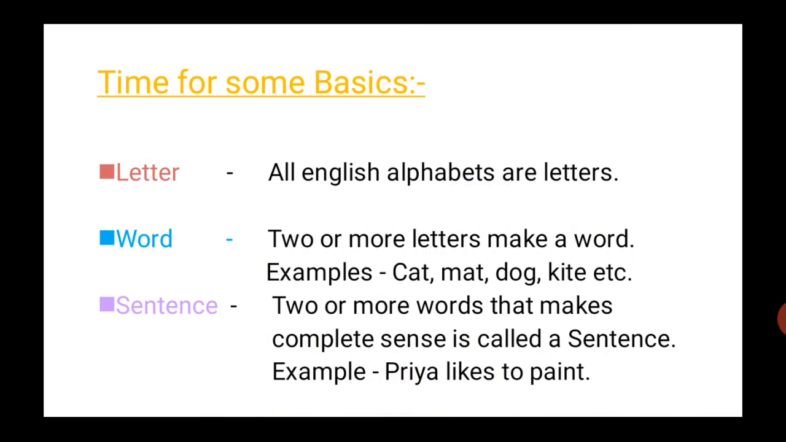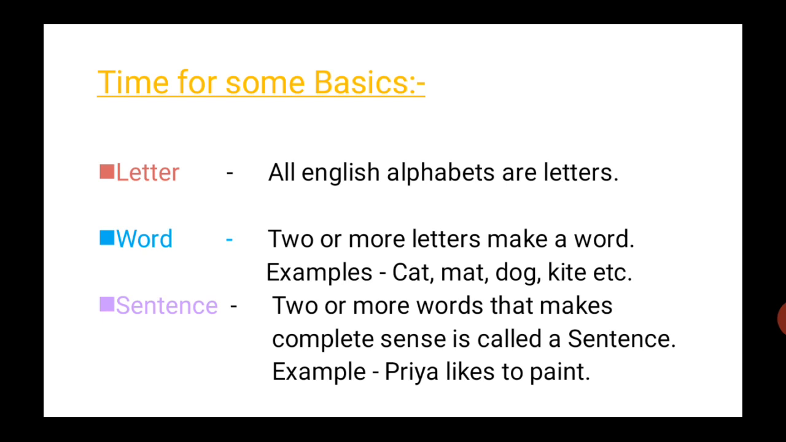So, let us understand some of the basics first. Let us learn what is called a letter, word, and a sentence. As you can see, all the three words are mentioned here: letter, word, and sentence. Now, what is a letter? All English alphabets are letters. For example, A, B, C, D till Z, children, all are letters.